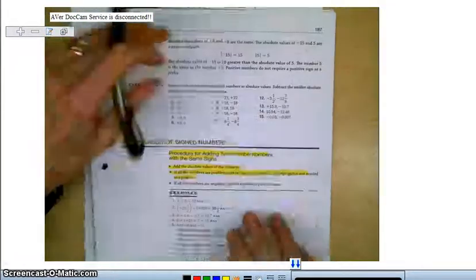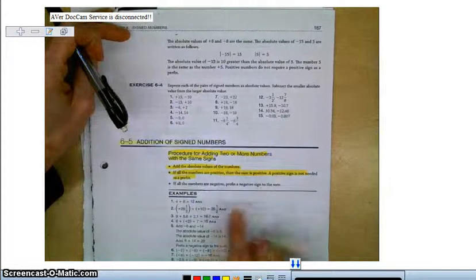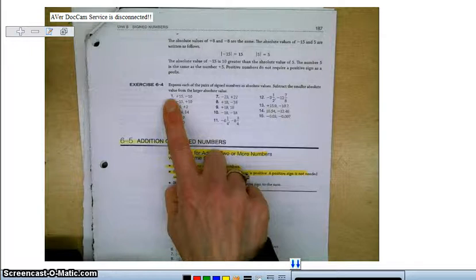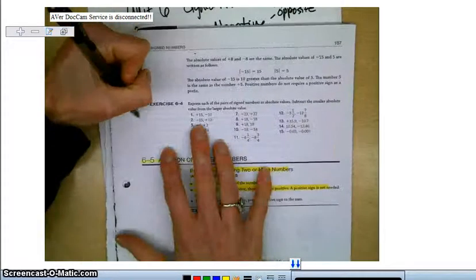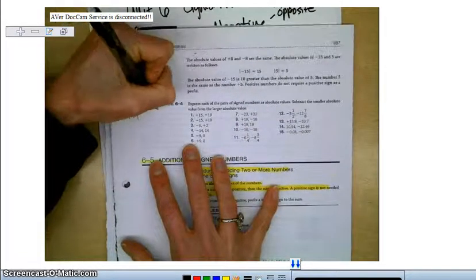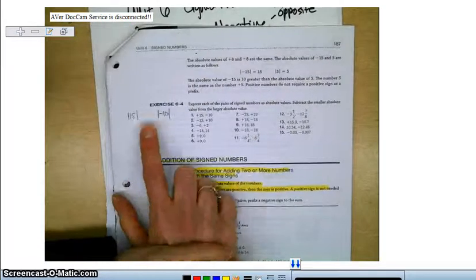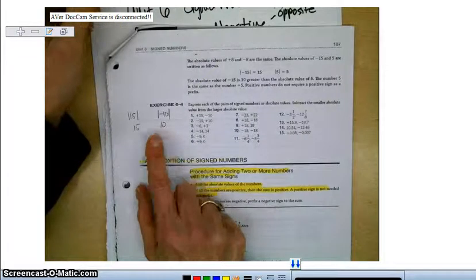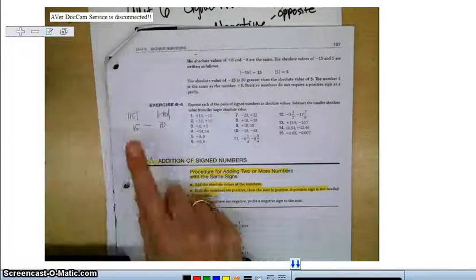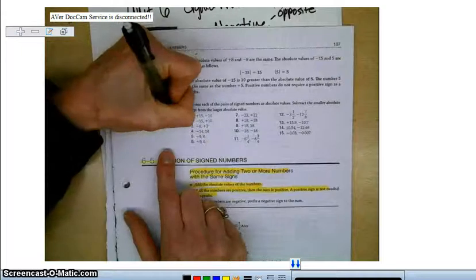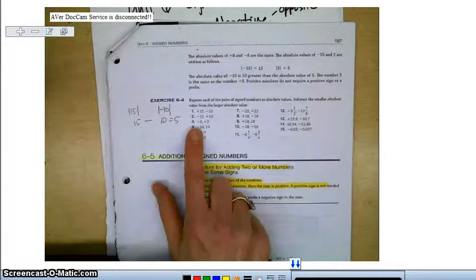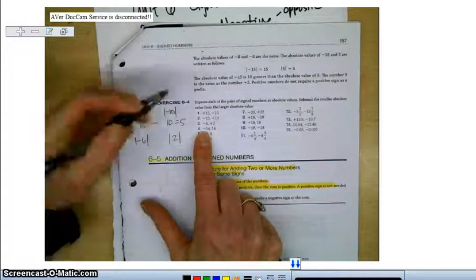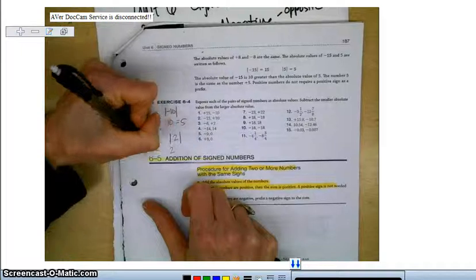All right, so if we want to look at some absolute value problems, express each pair of signed numbers as absolute values and subtract the smaller absolute value from the larger absolute value. So number 1 would be the absolute value of 15, and then the absolute value of negative 10. So absolute value of 15 is 15, the absolute value of negative 10 is 10. It says subtract the smaller from the larger, which means the smaller one goes second. So 15 minus 10 is 5. So let's say I'm going to look at number 3. I'd write the absolute value of negative 6 and the absolute value of 2. The absolute value of negative 6 is 6. The absolute value of 2 is 2. I subtract and I get 4.